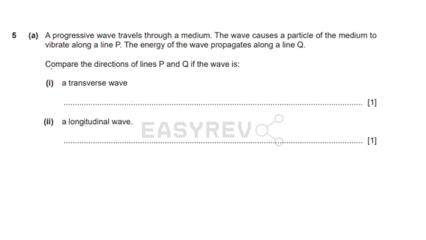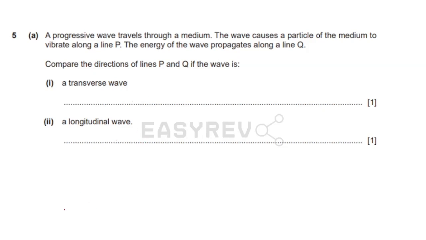Here we have question 5a. A progressive wave travels through a medium. The wave causes a particle of the medium to vibrate along a line P. The energy of the wave propagates along a line Q. Compare the directions of lines P and Q if the wave is a transverse wave and then a longitudinal wave.